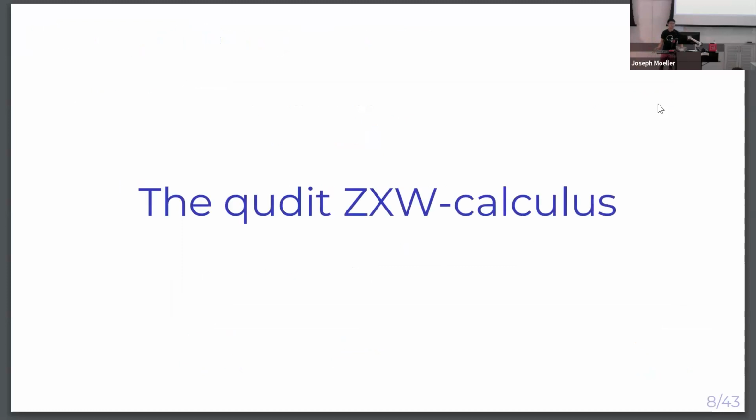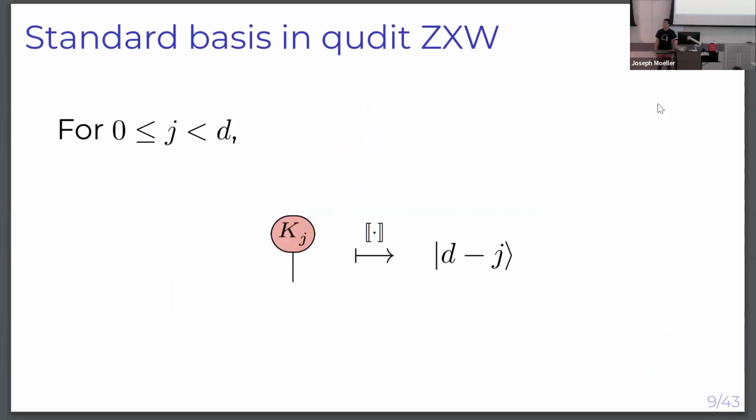So I'm going to introduce the qudit ZXW calculus. It looks a bit different. These pink spiders that have a single wire out normally denote ket 0 or ket 1. By the way, these diagrams read downwards. So ket j here maps to minus j, which is a bit weird. It's an unfortunate choice, but it has some good properties later on that redeem it. So ket j maps to d minus j instead of j.